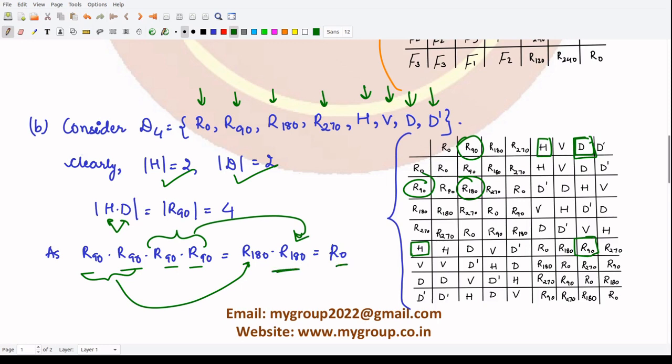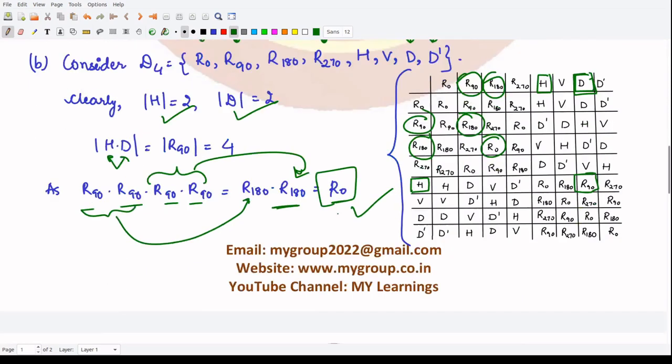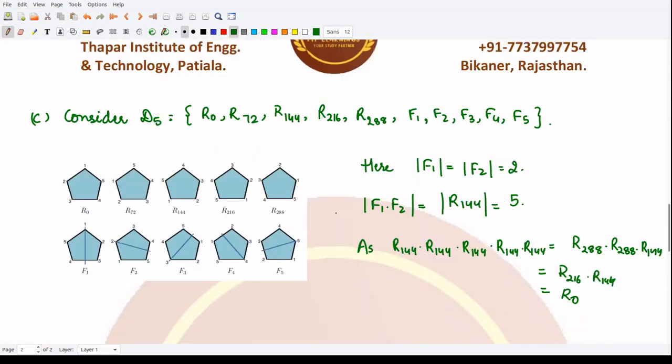Hence you have R0 here, because R180 composed with R180 is R0, hence this is the identity. So here we also obtain another example. In the third part, we obtain an example of the group D5. What is this group D5?